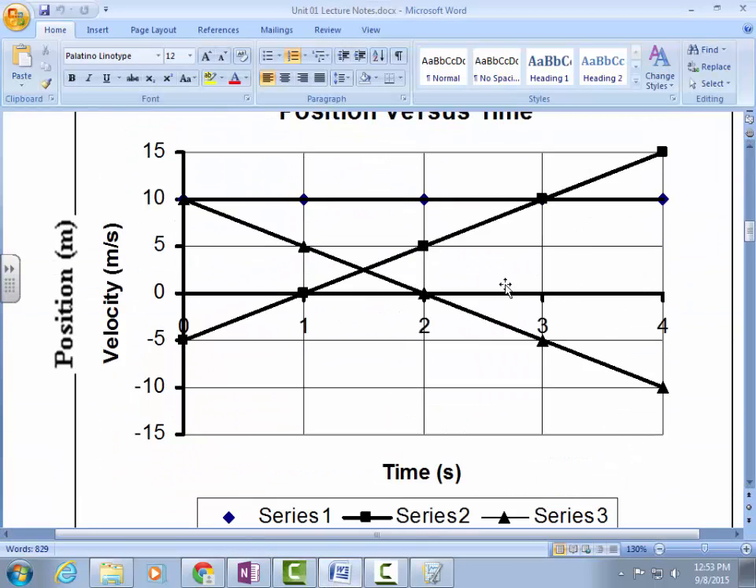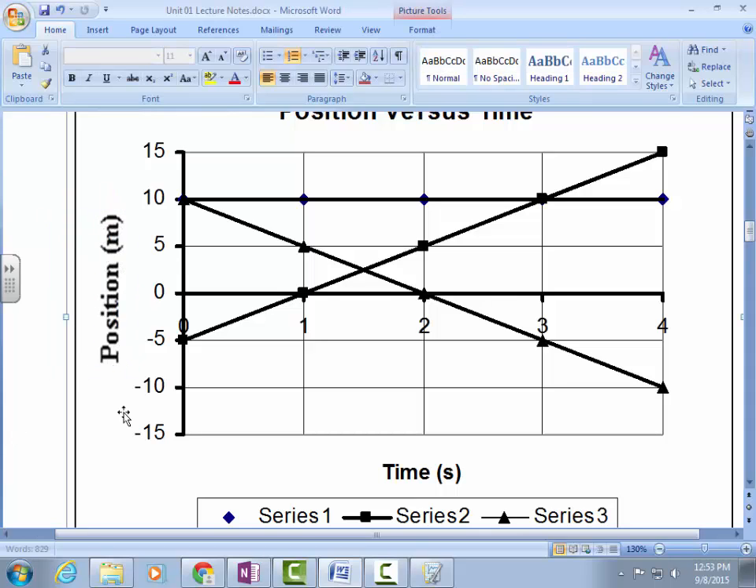So looking at this, we have these three different indicators. These are three carts that are being plotted on the same set of axes. One of them is a diamond. Series 1 is a diamond. Series 2 is a square. Series 3 is a triangle. So looking at this, you guys should be able to trivially tell me what the average velocities of each of these are. So, take about 10 seconds and find the average velocity of each.